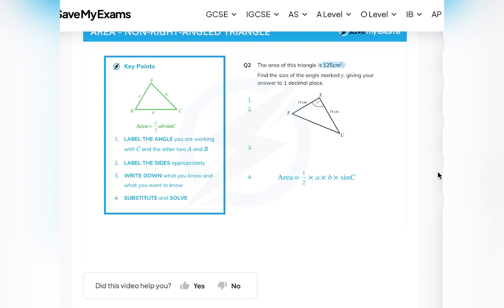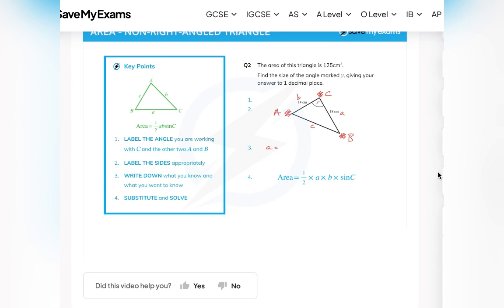Well, this time we're given the area and we're asked to find the angle. So, let's label the triangle appropriately. We're trying to find this angle here, the one which is called S, so call that C, and then either way around, label the other two A and B, which means that 18 is little a, 14 is little b, and the one we're not using is little c. Write down what we know.